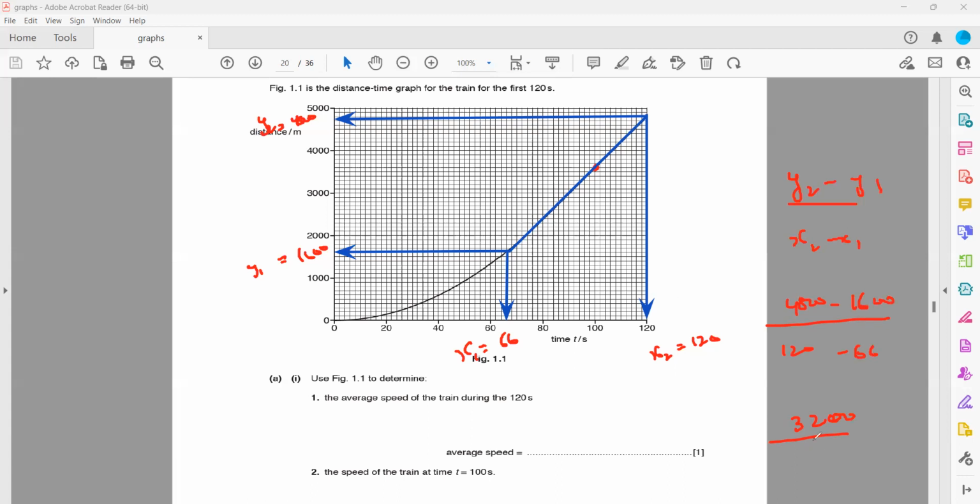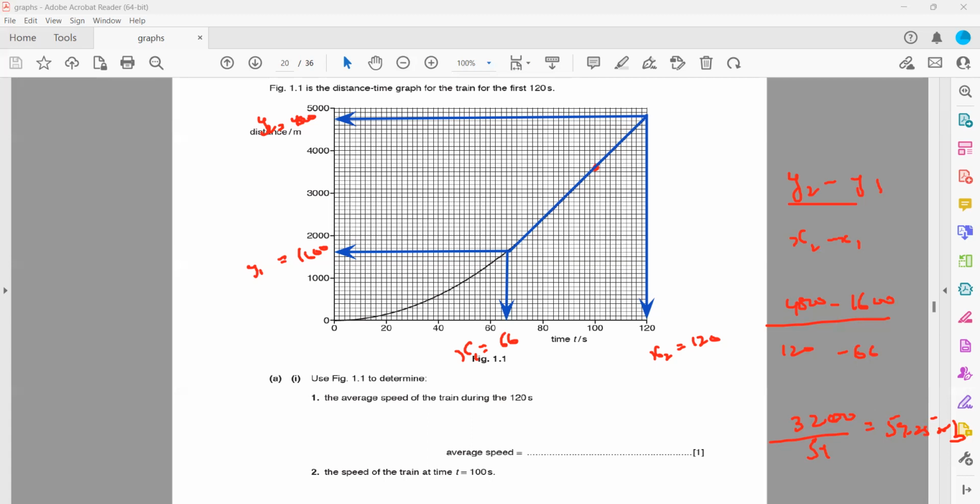And 3,200 divided by 54 is 59.25 meters per second. So we get the speed as 59.25 meters per second. For this question, like getting the speed, it will have a range of answers. There's no specific fixed answer. You will have a range of answers from like 50 to 60.